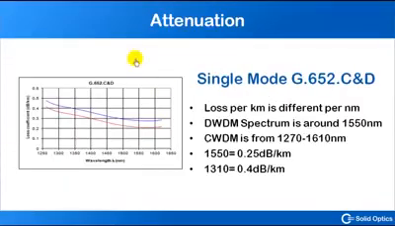One type of single mode cable is the standard G652.C or .D. The loss of light is depending on nanometers, which means different color has different loss. In the DWDM spectrum, which is around 1550, you got a lower loss than on the lower band of the CWDM. The CWDM is from 1270 to 1610, and for example 1310 it has a loss of 0.4 dB per kilometer, and 1550 has 0.25 dB loss per kilometer.